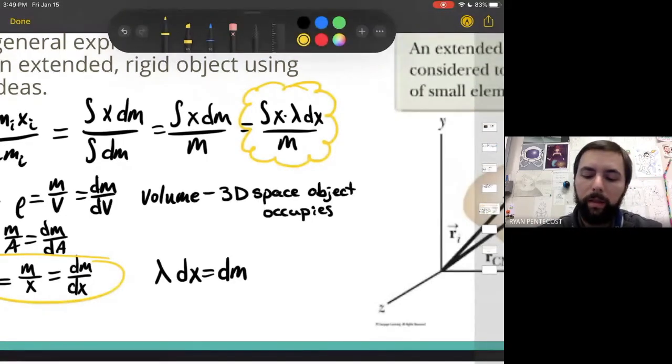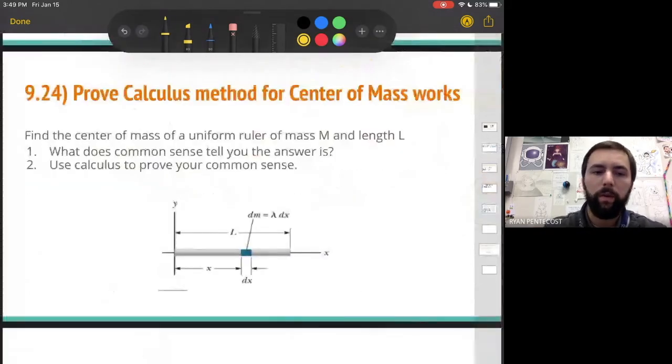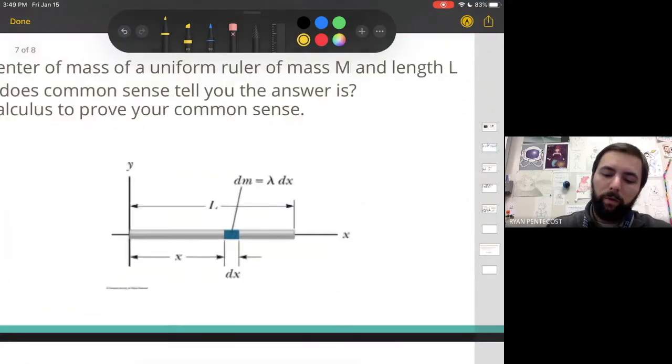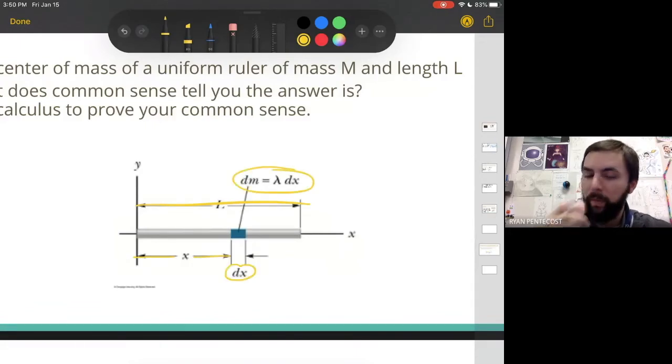Now, that integral doesn't mean a whole lot if we're not going to use it. So that's a nice equation, but let's jump ahead and use that in a practice problem. Okay, let's prove that the calculus method for center of mass actually works. So we want to find the center of mass of a uniform ruler of mass m and length L, as shown here. Okay, you've got length L. There is nothing in the y-axis. It is only measured in the x. You've got dx. You've got dm that equals lambda dx, just like we said.